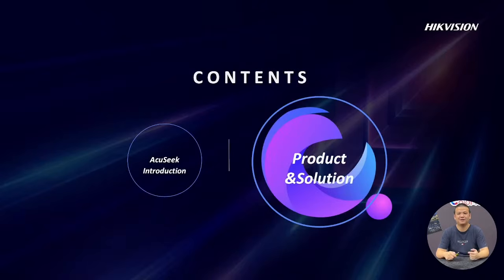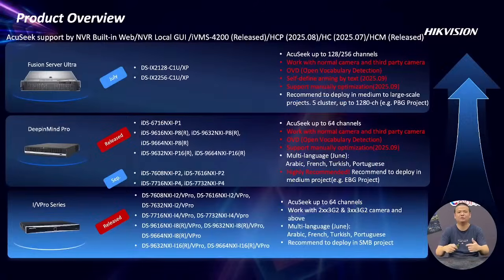What's next is the overall product and solution introduction for Acuseek. There are a total of 3 levels of product: the IV Pro Series NVR, the new DeepMind Pro Series NVR, and Fusion Server Ultra products. Fusion Server Ultra can be used for medium to large scale projects, such as PPG level projects. It supports cluster mode up to 5 devices and a maximum total of 1,280 channels of Acuseek functions. What's more, self-defined arming by text is a unique feature which can only be achieved by it.